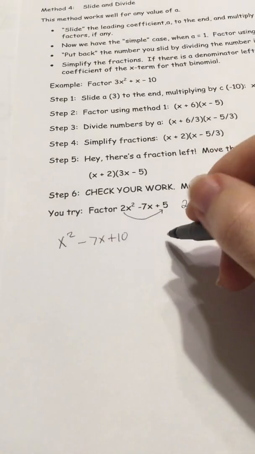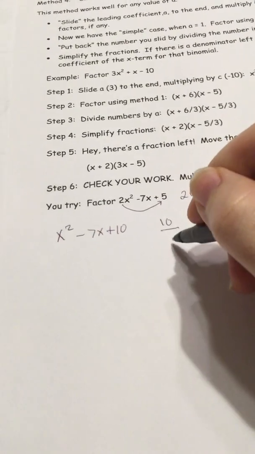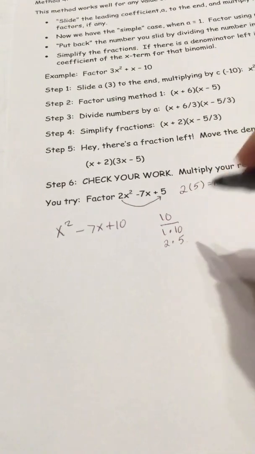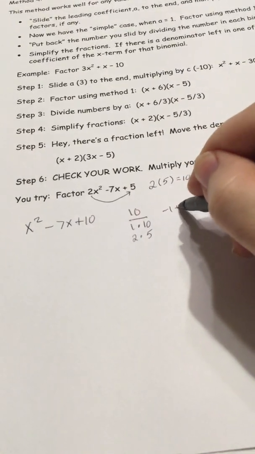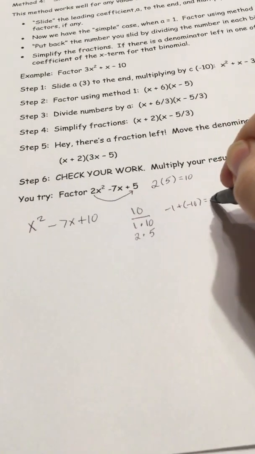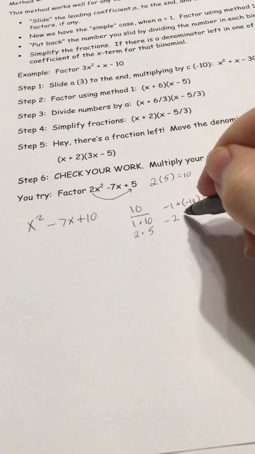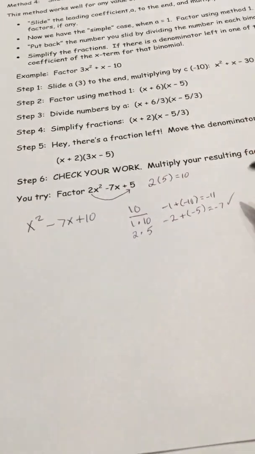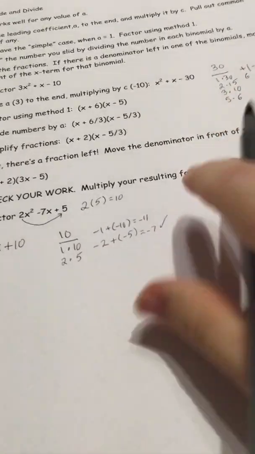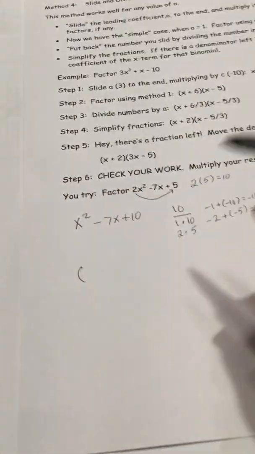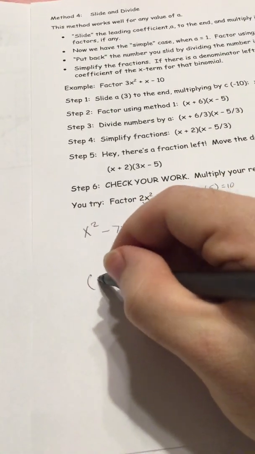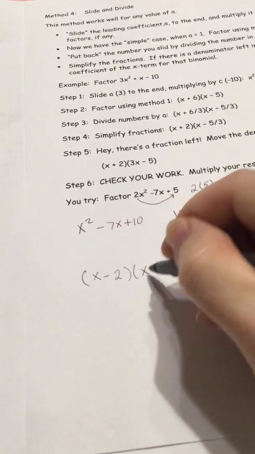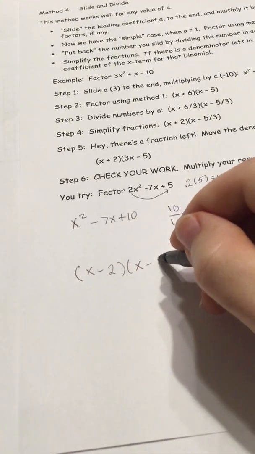So we have to figure out what multiplies to 10. We have 1 times 10 or 2 times 5. We have negative 1 plus negative 10 is negative 11. That doesn't work. Negative 2 plus negative 5 is negative 7. That does work. So what we're going to have is, all right, well, that means we have x minus 2, x minus 5.